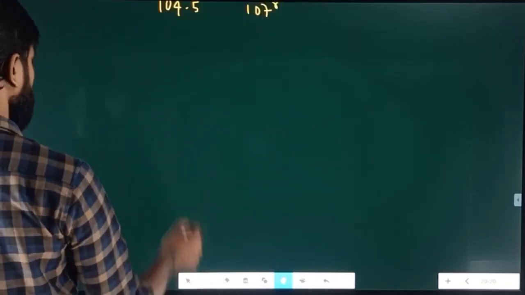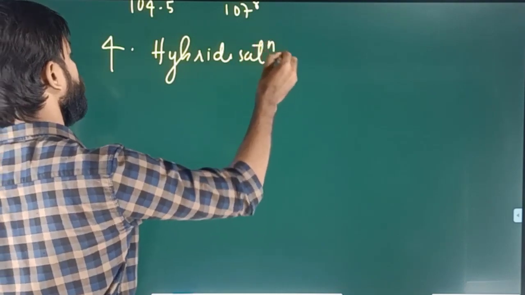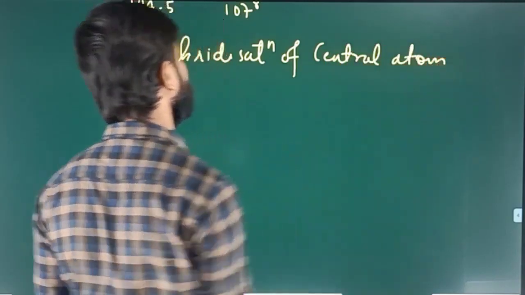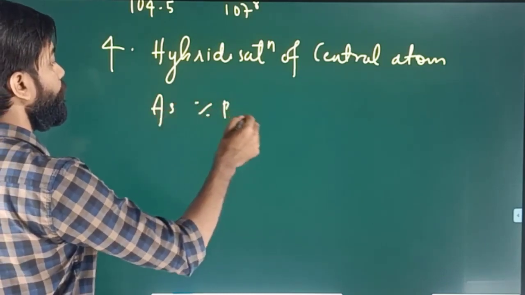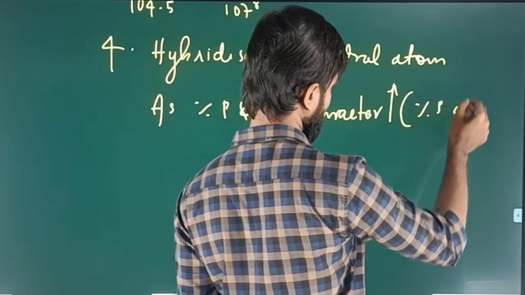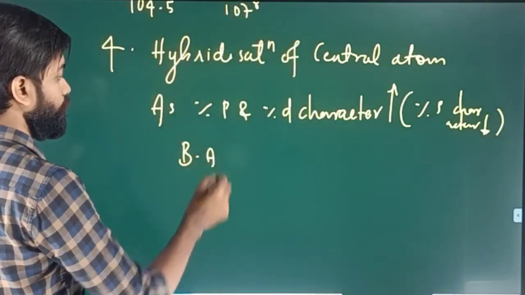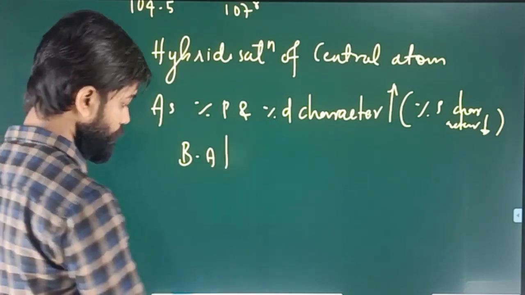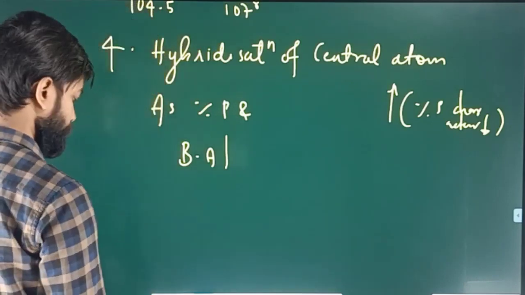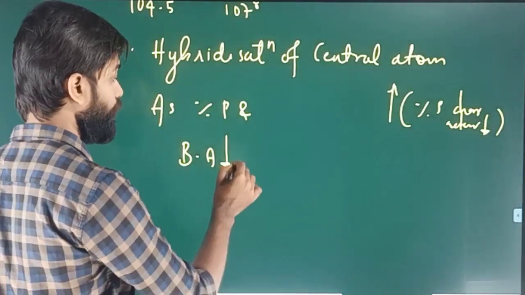So moving to the next point, or the next idea. The next is hybridization. Hybridization of what? Hybridization of a single atom. As percent P and percent D character increases, or percent S character decreases, bond angle increases. It is better to say that as the percentage of S character decreases, bond angle decreases.